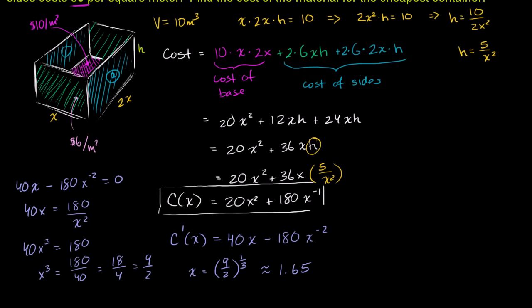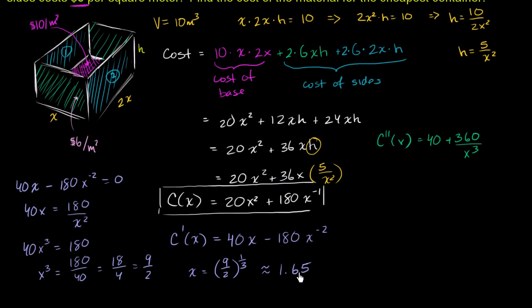So the second derivative, I'll do it right over here. The second derivative of our cost function is just the derivative of this, which is going to be equal to 40 minus 180 times negative 2, which is negative 360. So it's going to be plus 360 over x to the third. The derivative of this is negative 2 times negative 180, which is positive 360, x to the negative 3 power, which is exactly this right over here.